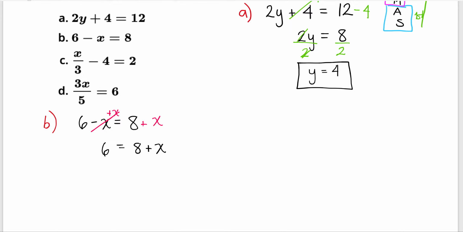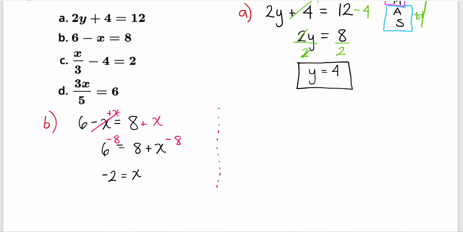And then I can take away the 8 that is adding to this x. So I take away 8 and take away 8. And 6 take away 8 is going to be equal to negative 2. Is equal to x. I'm going to write here because there is another way that you could have done this.